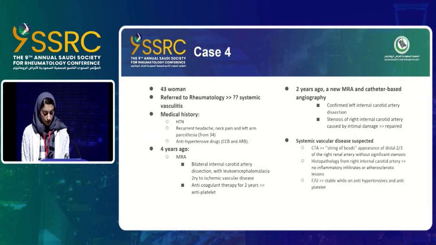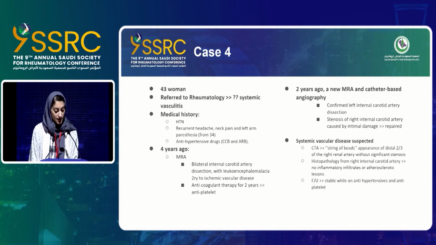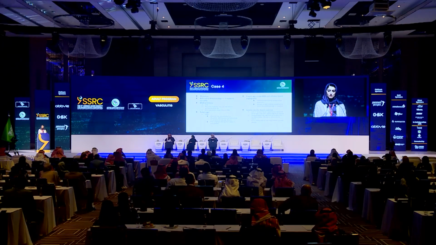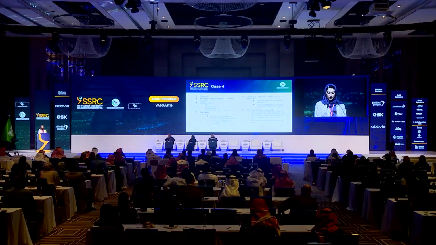My last case is about a 43-year-old woman who was referred to rheumatology with a possible systemic vasculitis. She had a medical history of hypertension and recurrent headache, neck pain, and left arm paresthesia. She's on antihypertensive medications. 4 years ago, because of the persistence of her symptoms, an MRA was done, which showed bilateral internal carotid artery dissection and leukoencephalomalacia. She was started on anticoagulation followed by antiplatelet therapy.